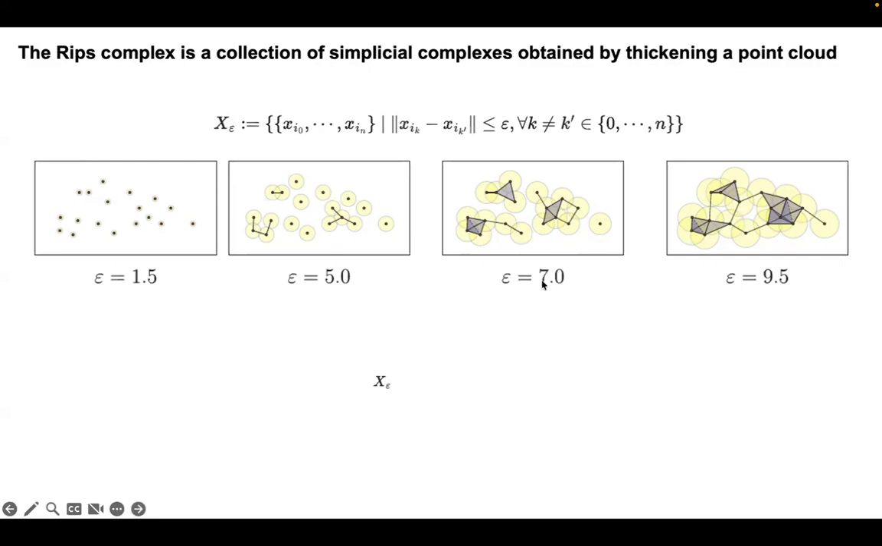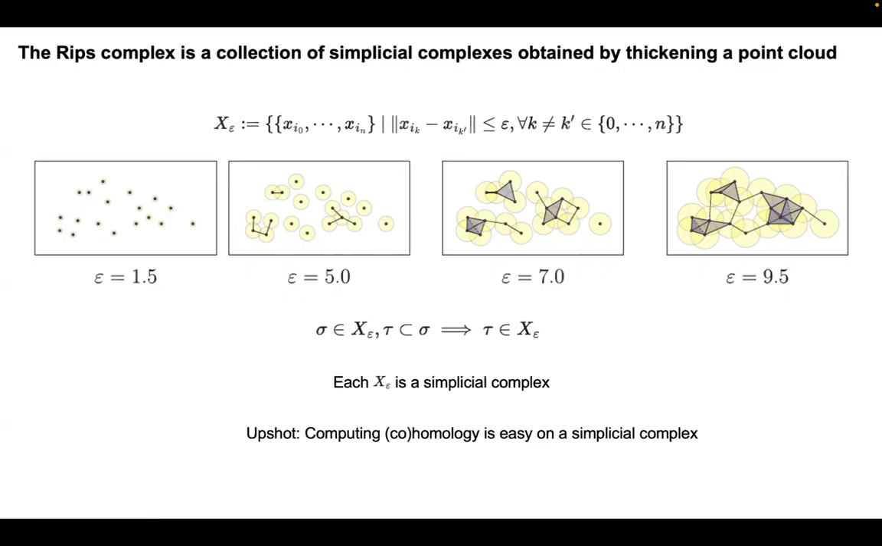But the case where epsilon equals 0 or infinity is not very interesting. Also, the Rips complex is defined as follows: we collect all simplices where each pair of points is less than epsilon apart. From this condition, we can easily see that this means the Rips complex is a simplicial complex. Why is a simplicial complex nice?